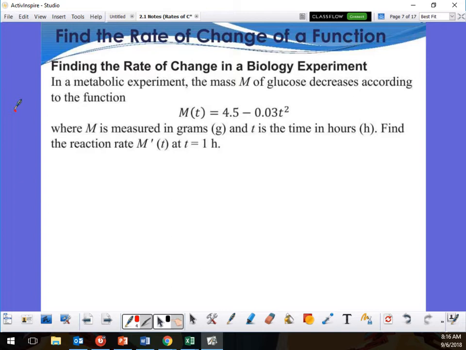Finding rates of change in a biology experiment. In a metabolic experiment, the mass M of glucose decreases according to the function. So it's decreasing, right? So it should be going down. What do we know if it's going down? What about my slope? It's negative. That's what we're looking for here.